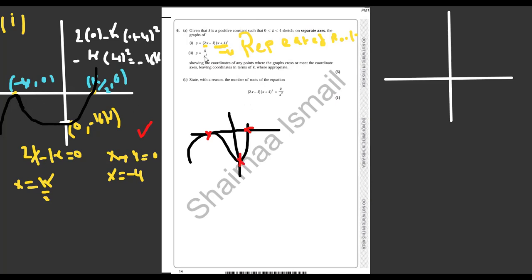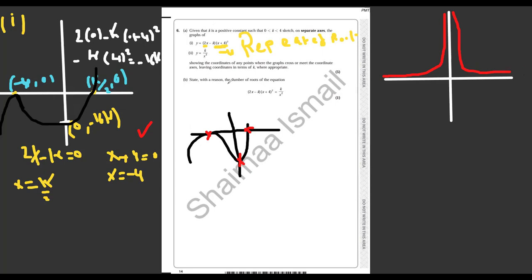And here exponential. Here we have a positive one, so it will be like this. We have the asymptote here, it will be x equal to 0, so you don't have to touch it. Actually, here it is the same on both sides, on the x-axis and the y-axis. Okay. Showing the coordinates of any points where the graphs meet the coordinates.